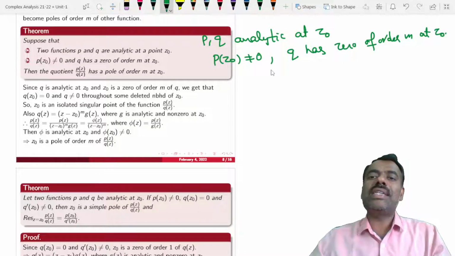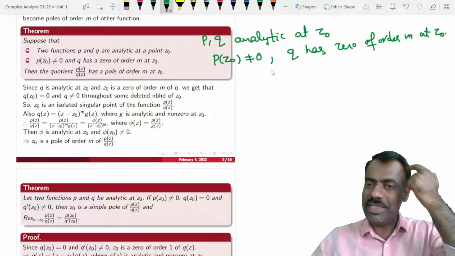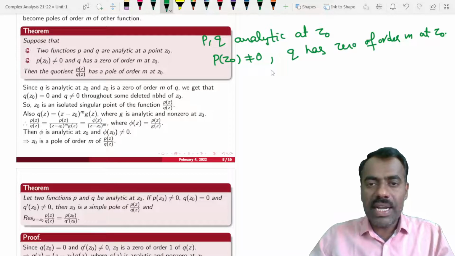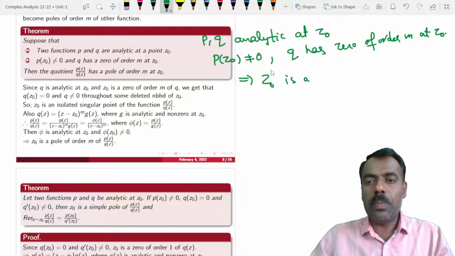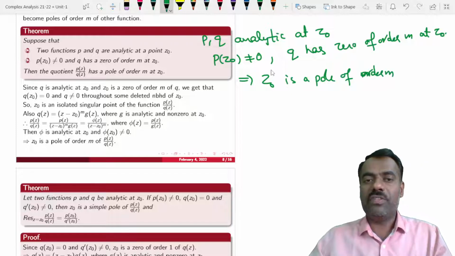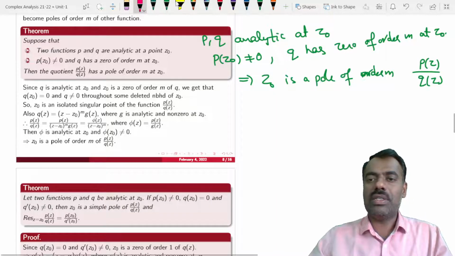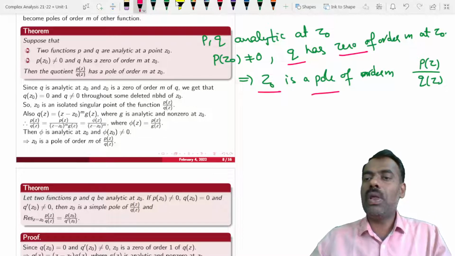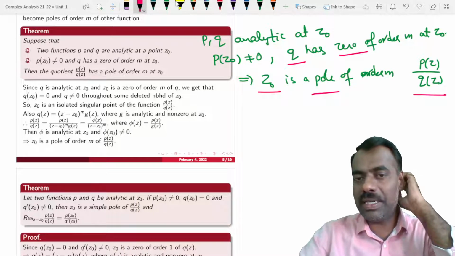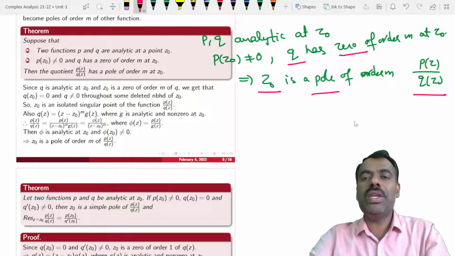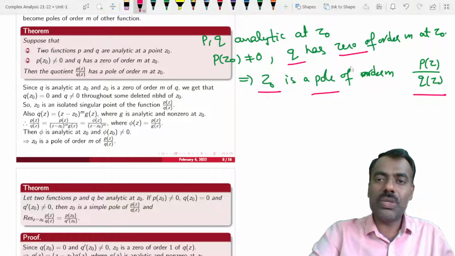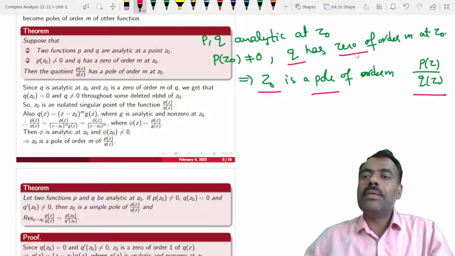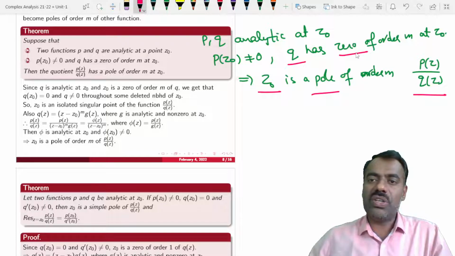So Q has a 0 of order m at z naught. That means this z naught is a 0 for this function Q of z. Then this z naught is a pole of order m for the function P of z by Q of z. So if some point is a 0 of order m, then that point is a pole of a new function, which is P of z by Q of z. The conditions required are that P and Q should be analytic, P of z naught is non-zero, and z naught is a 0 of order m for this function Q.